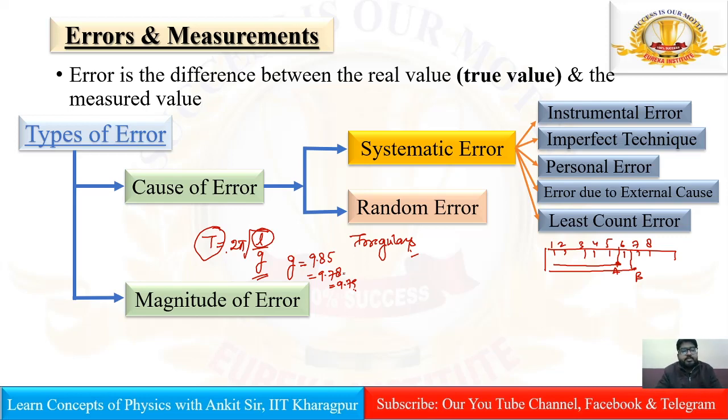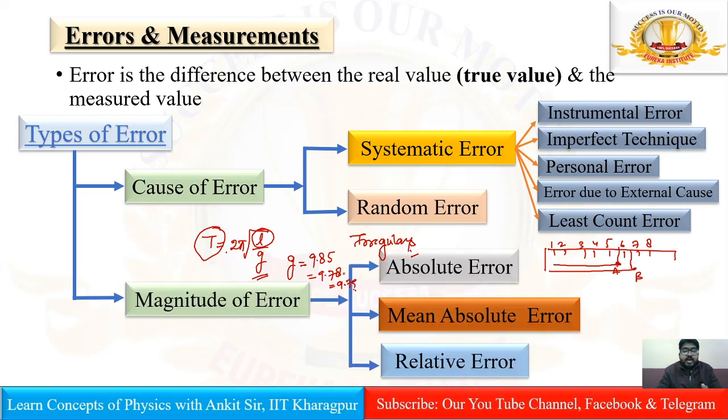Next, the types on the basis of magnitude of error. If we want to calculate how much that error is in a particular experiment, then we have three methods, called absolute error, mean absolute error, and relative errors. We will discuss these errors one by one.